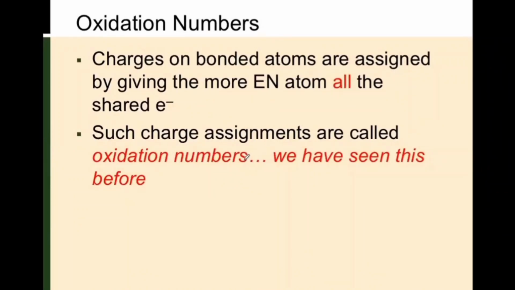Oxidation numbers. Charges on bonded atoms are assigned by giving the more electronegative atom all the shared electrons, and such charge assignments are called oxidation numbers. We've seen this before, whenever we talked about iron 2 oxide and iron 3 oxide, way back in module 2.